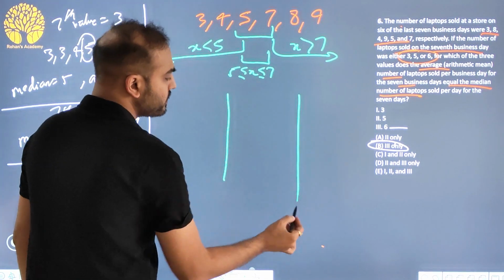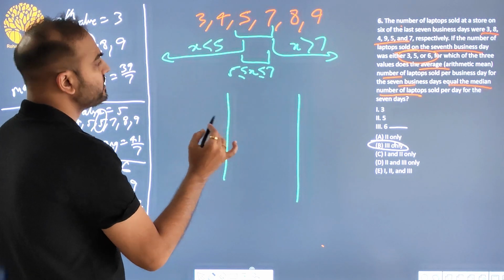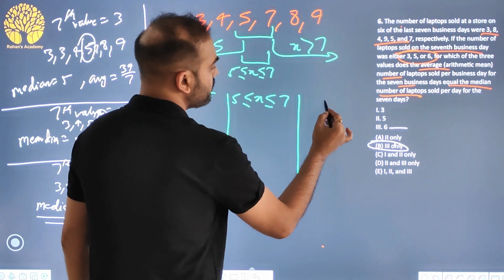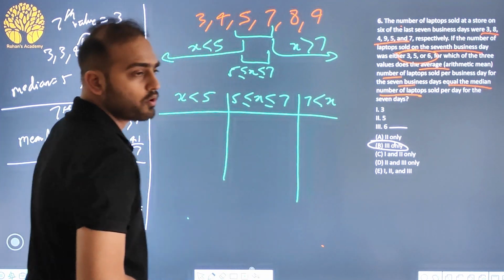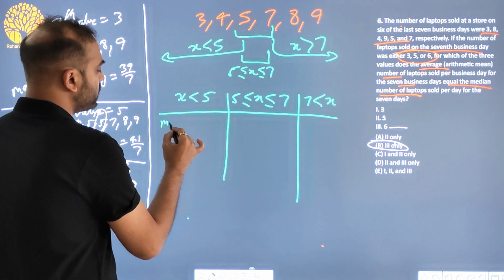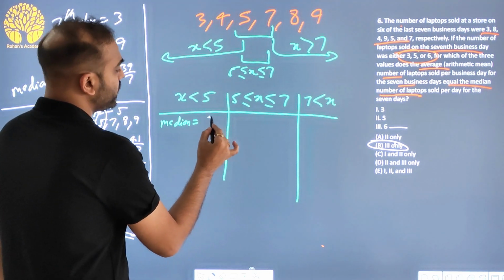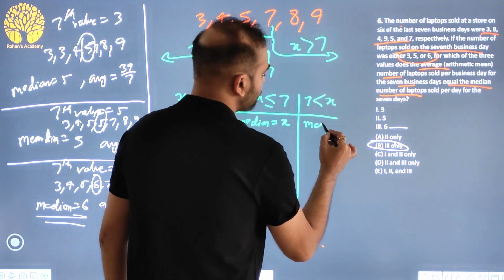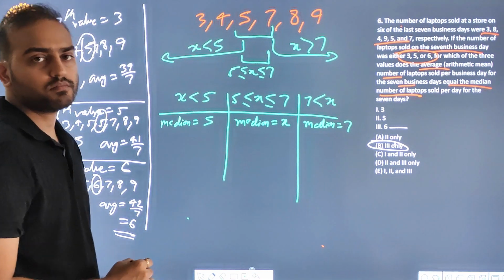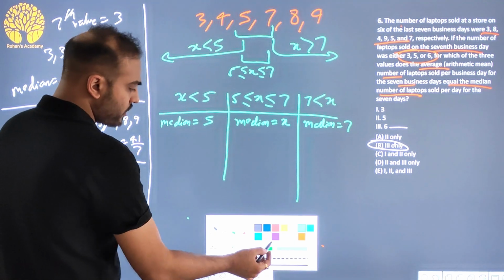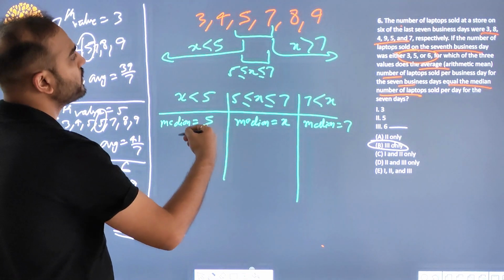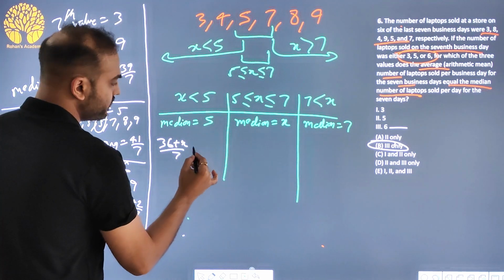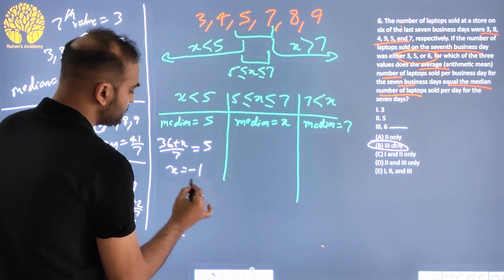So you basically get three cases. The new value is less than 5, between 5 to 7, or greater than 7. In these three cases, here the median becomes 5, here the median becomes x itself, and here the median becomes 7. Now we just solve. If average is equal to median, the sum of these is 24 and 12, 36. 36 plus x by 7 is equal to 5. You get x is minus 1.